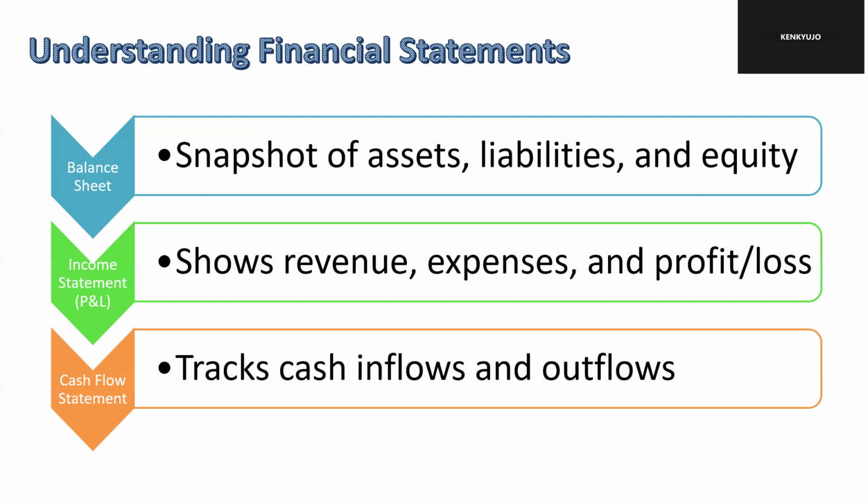The third important financial statement is the cash flow statement. It tracks cash inflows and outflows. Based on the cash flow statement, the organization can understand how much amount flows in and how much flows out. So there are three main financial statements: balance sheet, income statement or profit and loss account, and cash flow statement.